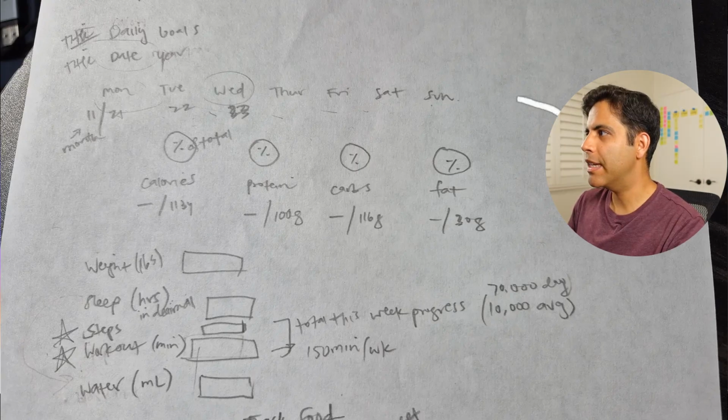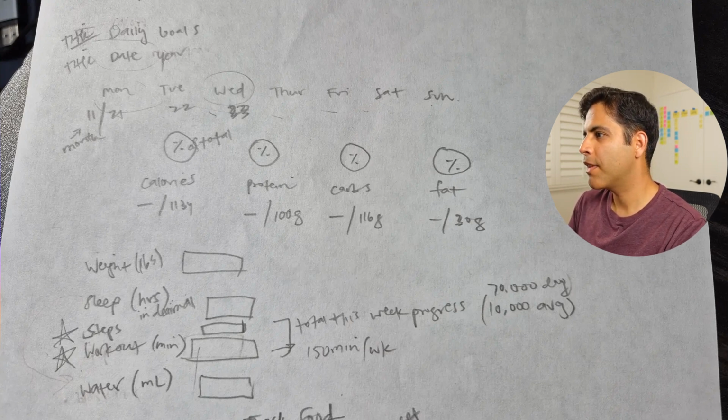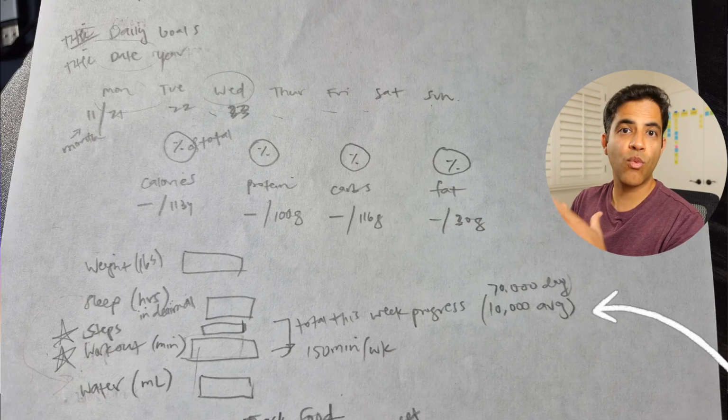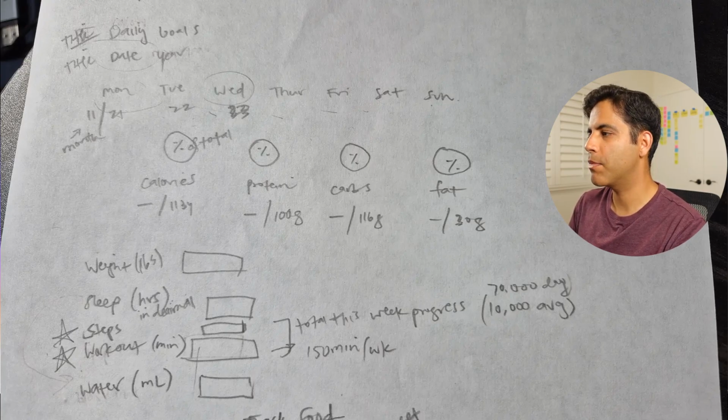So she wants the weekdays at the top with the date, percent total for calories, protein, carbs, and fat. She wants to track her daily weight, sleep in hours, steps, workout, and water. For steps and workout, she also wants the total progress, and she wants a running total that she can see. For steps, she wants 70,000 average per week, and for workout, she wants 150 minutes per week.